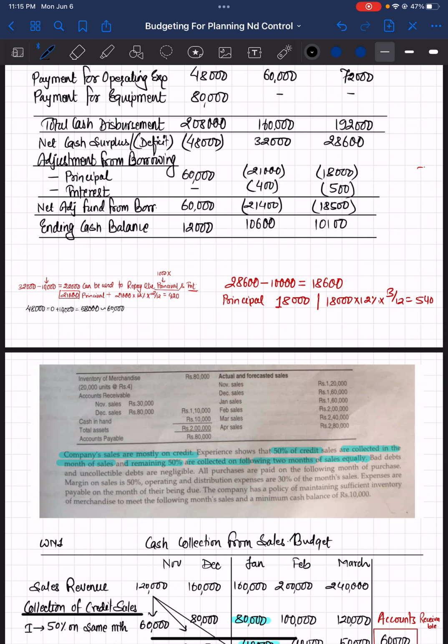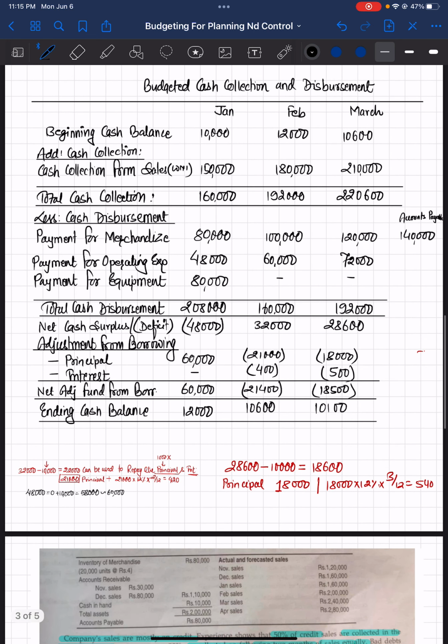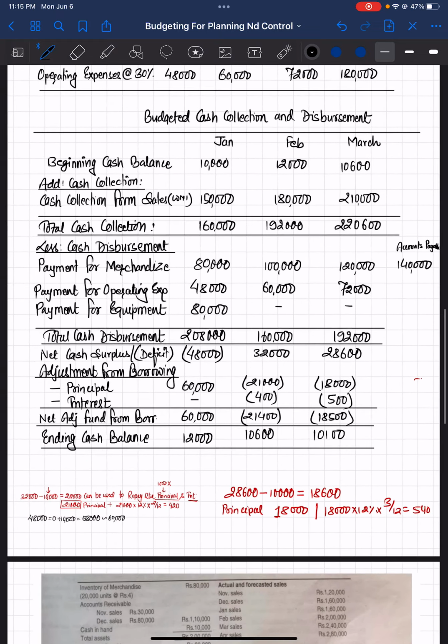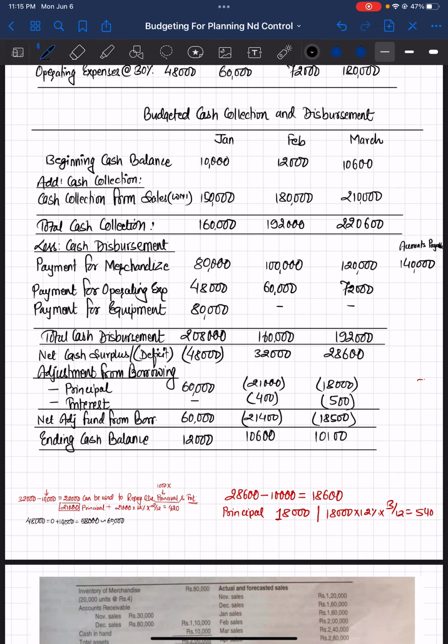So guys, this is pretty easy, very simple question. So this is how we make our cash collection and disbursement budget.